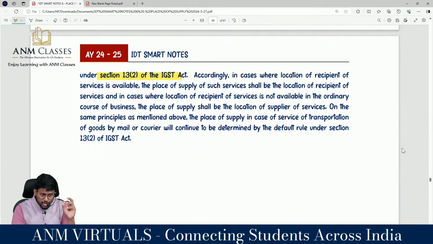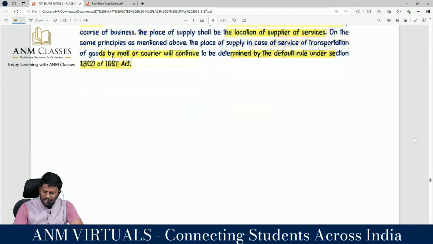Accordingly, in case where the location of the recipient of service is available, place of supply of such service shall be the location of the recipient of service. And in case where the location of the recipient of service is not available, the place of supply shall be the location of the supplier of service. Our default rule, correct? General rule, location of the recipient of the service. If the location of the recipient of service is not available, then we don't have any other way. Then on the same principle as mentioned above, place of supply in case of service of transportation of goods by mail or courier will continue to be determined by the default rule under section 13 subsection 2 of the Act.